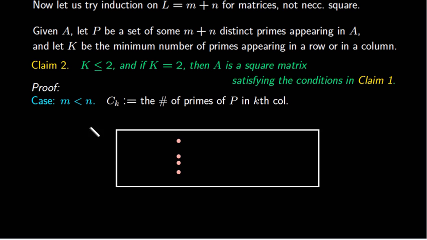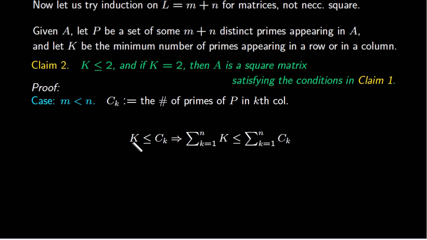Alright, I think that's sufficient. Let's look at the case where m is smaller than n. And I counted the number of primes in each column. So in this case, I have 4 primes lined up in that particular column. The next inequality is that k is the minimum anyway, so c_k is always greater than or equal to that little k. So if you sum up, the left-hand side is just n times k. The right-hand side is adding up all the primes we have, which is m plus n.